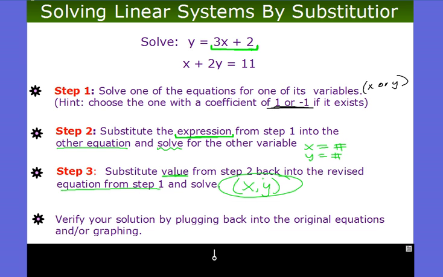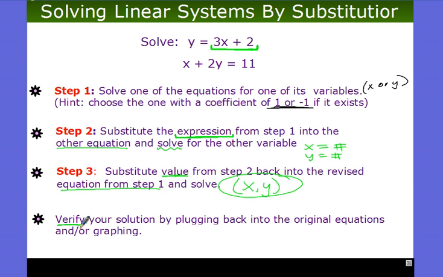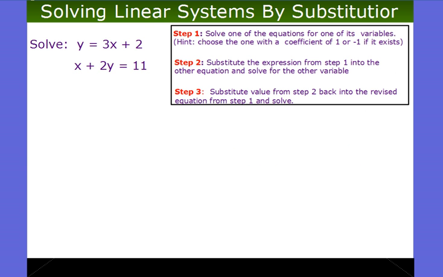After you get your solution, the final step is to verify or check that solution by taking the ordered pair and plugging the numbers back into the original equations. Notice that's plural. It's got to work for both. The other way that you can check is by graphing using a calculator, only if you can get both of the equations into slope-intercept form. Okay? All right, so let's take a look at the steps with an example.